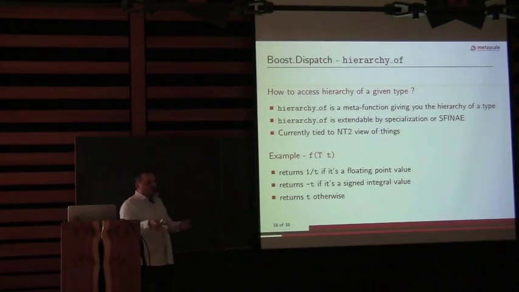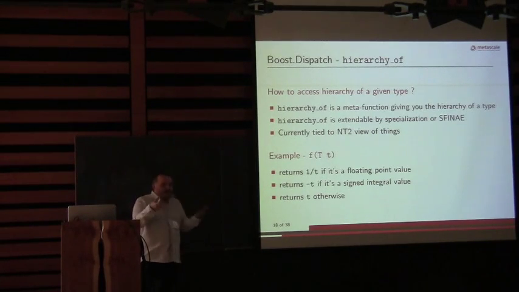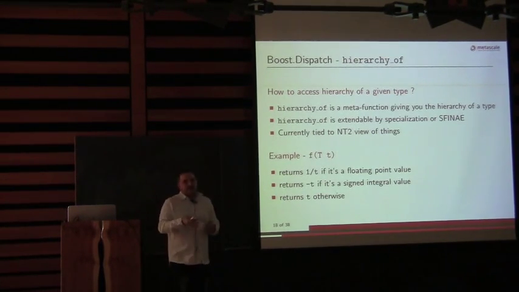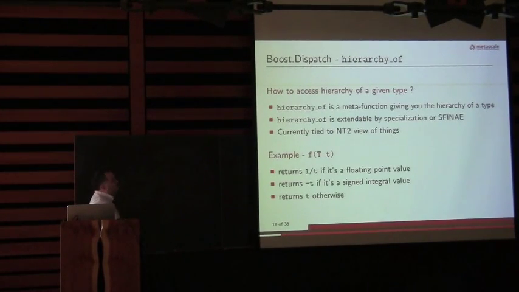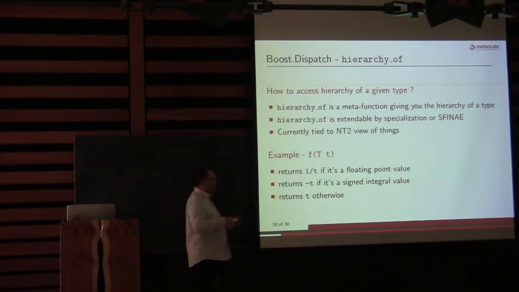Because sometimes your function wants to know fine-grained information about your type, and sometimes you just want to know if it's a string or not. Stuff like this. So we are currently very strongly coupled to the way entity2 works, but that's something we will try to address at some point. So how do we work with that?